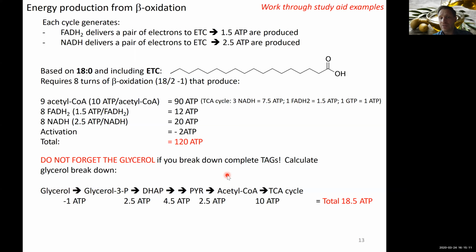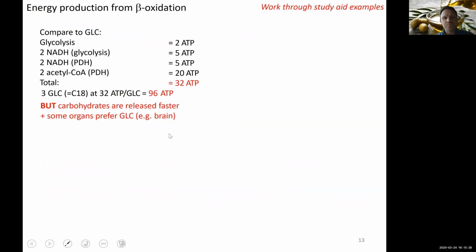So if you're breaking down entire TAGs or lipids, you want to take into account the glycerol. For now, we just want to compare the fatty acid in itself. So keep in mind this number here of 120 ATP. Now let's compare this to the sugars. And we had done this already before when we talked about carbohydrate metabolism.